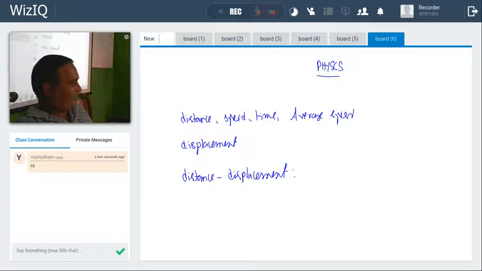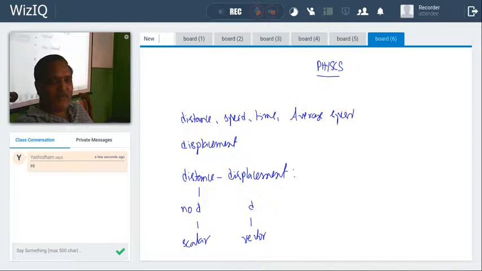In distance, there is no fixed direction. In displacement, there is a fixed direction. Very simple. Very good. Distance has no direction, and displacement has a direction. That's it. And distance is a scalar quantity, and this is a vector quantity.